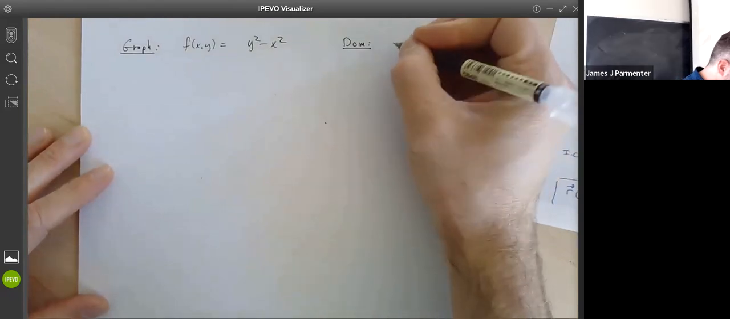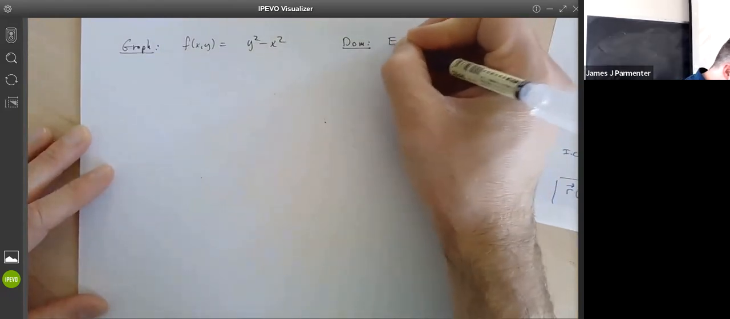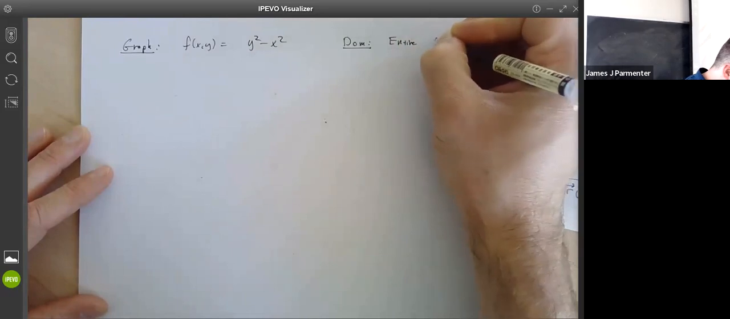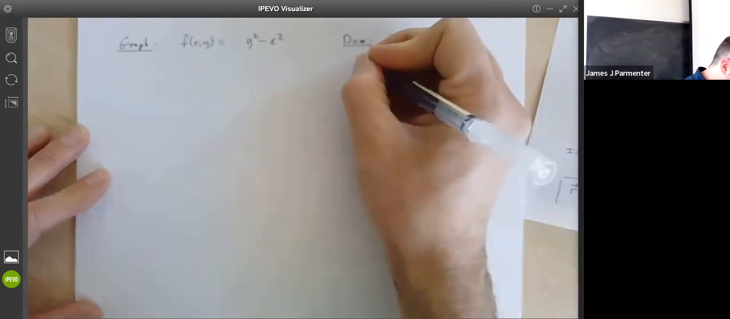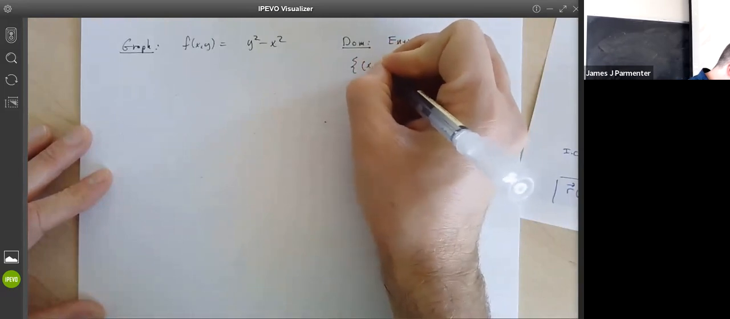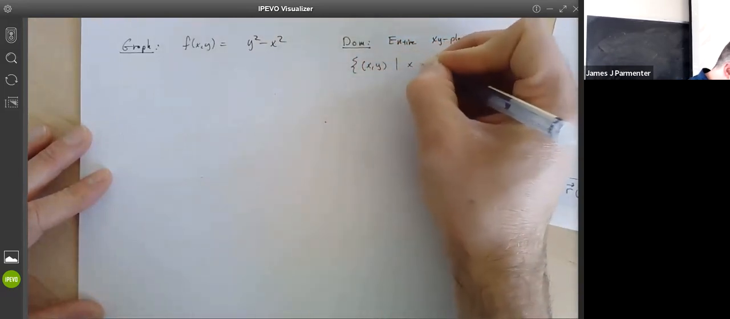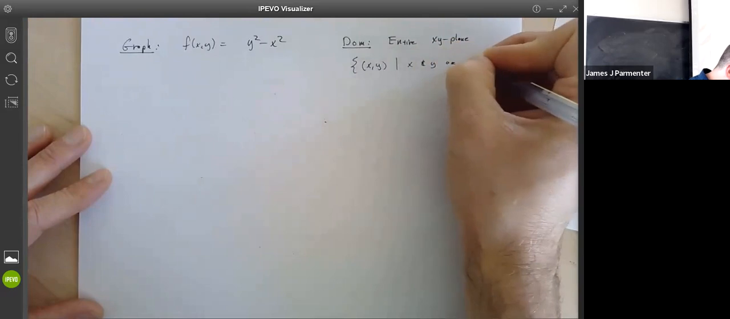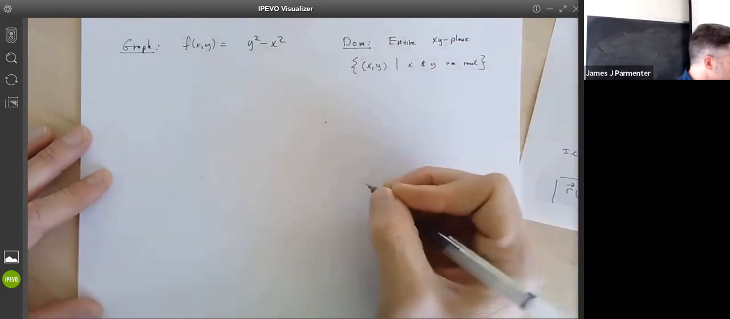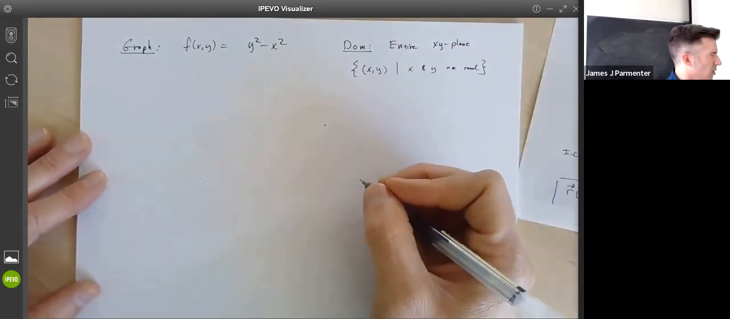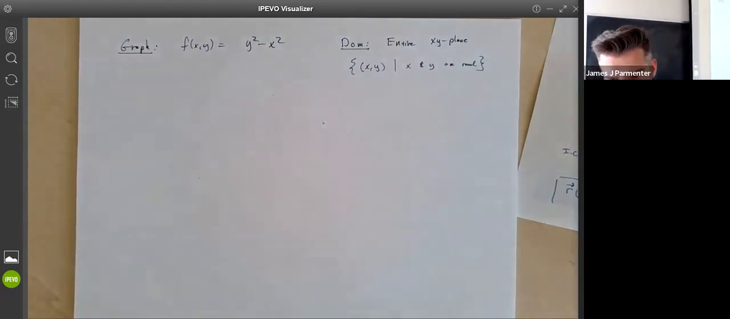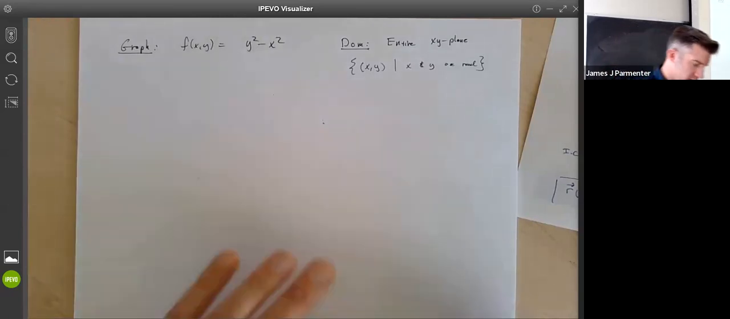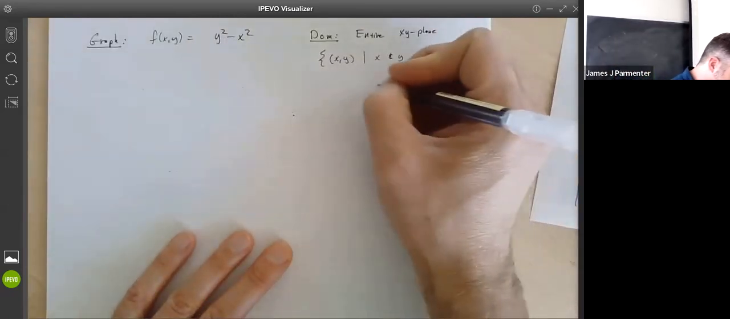So here the domain, once again, is the entire xy plane. Or written more precisely, the set containing all points (x, y) such that x and y are real. The range here, what are the domains with restrictions? We'll look at some examples in a minute, but the three, yeah, fair enough. I can write that down right now.